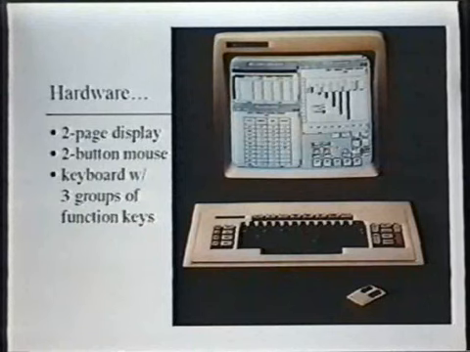We had a large 2-page display because the marketing requirement was we'd be able to show 2 pieces of paper side by side in full size. We had a 2-button mouse, which you can see down there. Our user testing showed that we should have 2 buttons because 1 wasn't enough and 3 wasn't necessary. The Mac, it's a little known fact that the Mac also has 2 buttons, but the second button is on the keyboard.